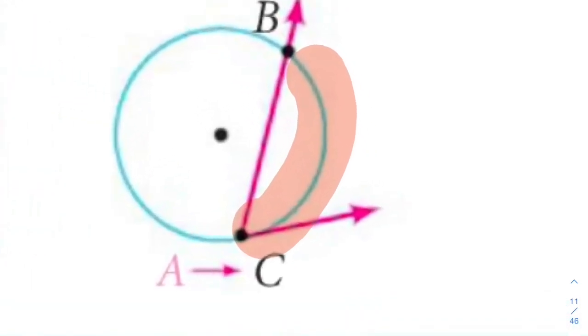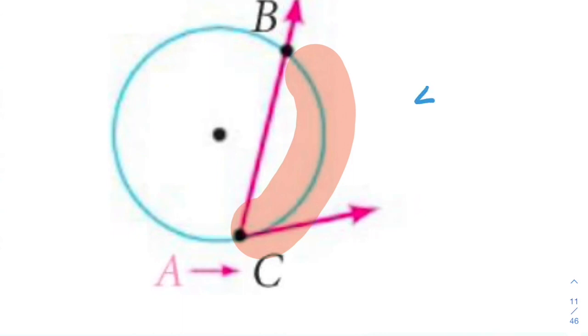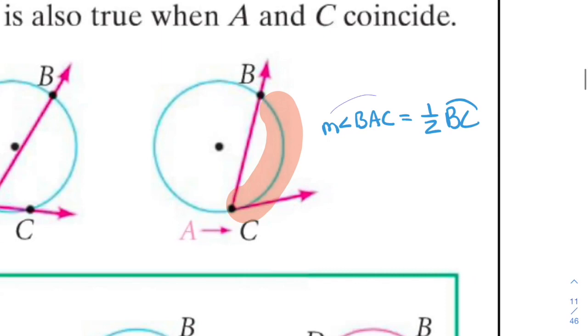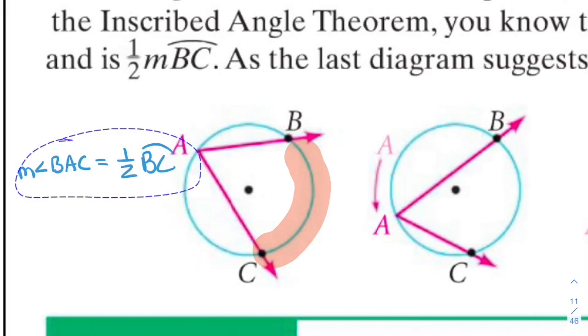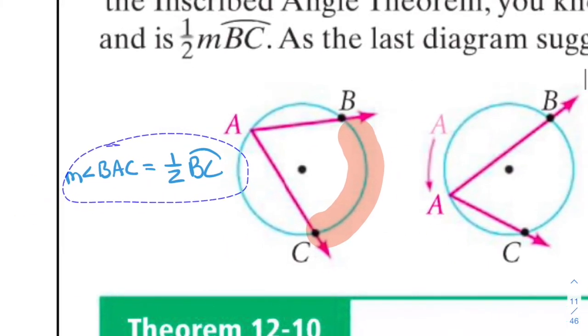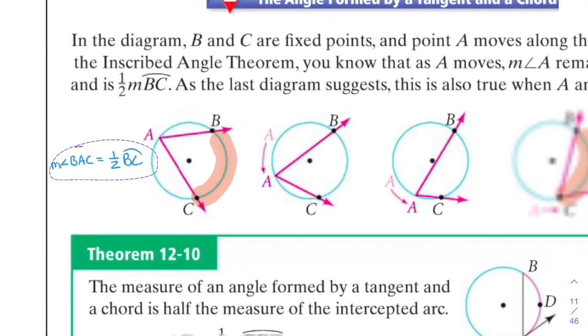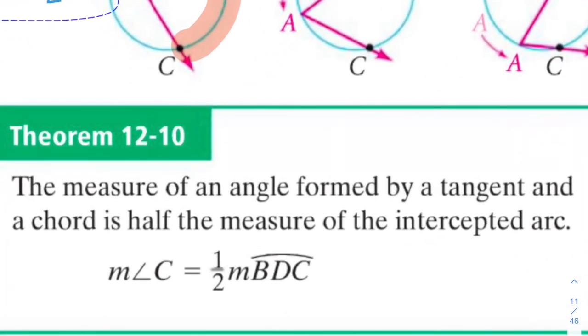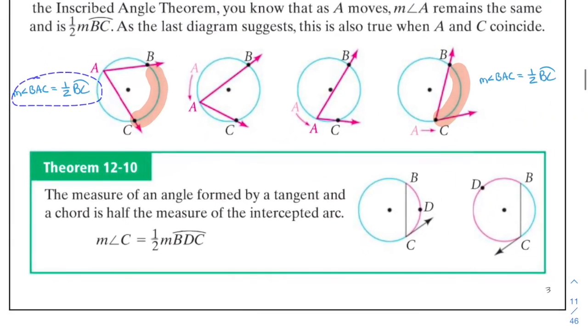So angle BAC will be equal to half of arc BC, just like it was over here. So that's what happens when it turns into a tangent. So tangents are also half. And look, they actually write that as well. So that's your last theorem that you're going to need for this lesson.